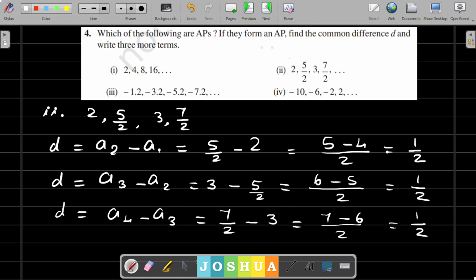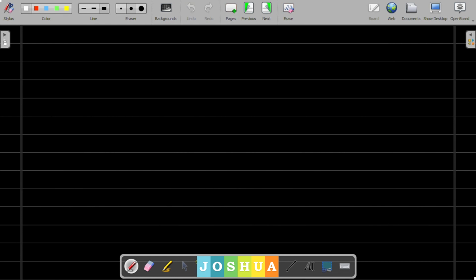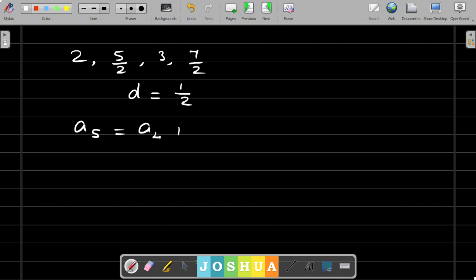So in this case I have to find the next 3 terms. So I'm going to the next page and write here. The question given here is 2, 5 by 2, 3, 7 upon 2. From this I found that D is equal to, in the previous we got the answer, 1 by 2. So the fifth term is equal to the fourth term plus D. The fourth term here is 7 upon 2 and the difference is 1 by 2. Take 2 as common. 7 plus 1, that is 8 upon 2, that is equal to 4. So the fifth term in this case is 4.